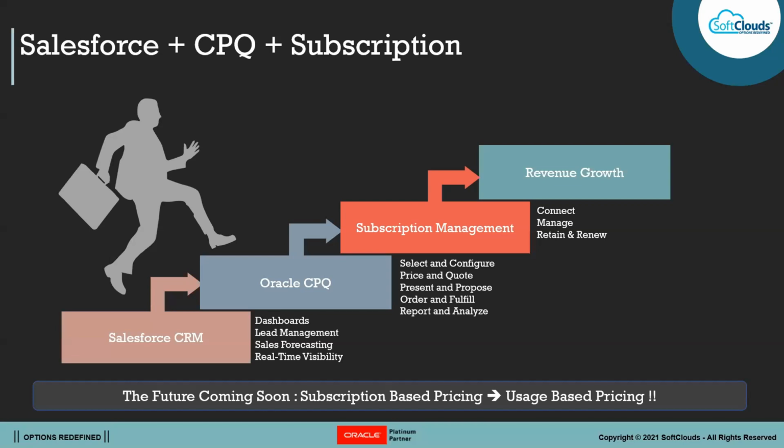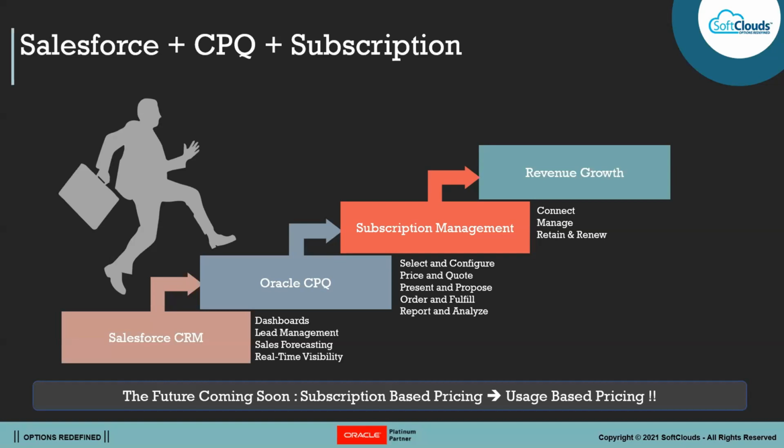So if we look at, again, combining Salesforce with CPQ and subscription management, Salesforce as the CRM provides for the lead management, sales forecasting, and real-time visibility. Oracle CPQ provides for the configuration, pricing, and quoting, as well as present and propose the order and fulfillment. And the subscription management provides for the recurrence of that transaction. And all of this leads to revenue growth.